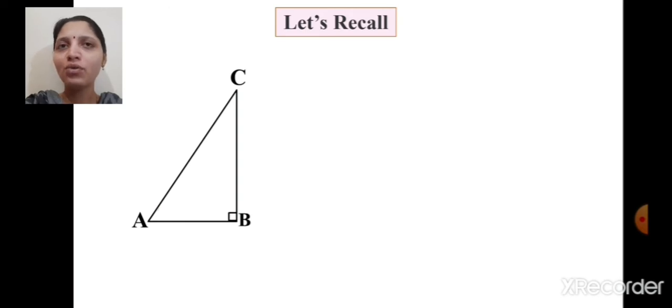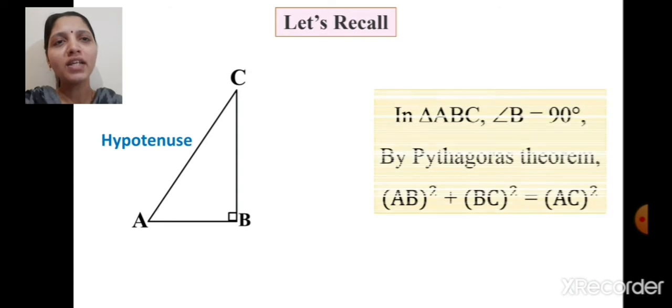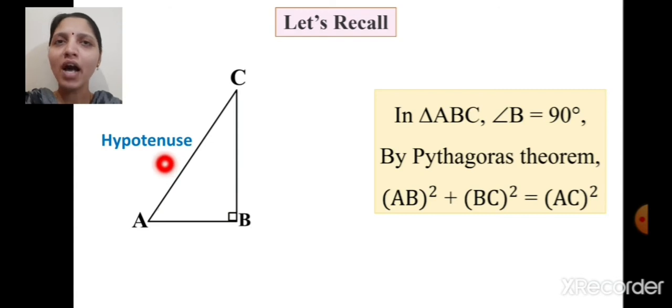Now I told you in the beginning that trigonometry deals with right angle triangles. We have to do measurement of right angle triangles. So what do you know about the right angle triangles? Suppose if you consider triangle ABC, in this triangle you can say that angle B is of 90 degree. Then side AC will become hypotenuse, and we have learned about the Pythagoras theorem. So what is Pythagoras theorem? AB square plus BC square is equal to AC square. So that much we have already learned.